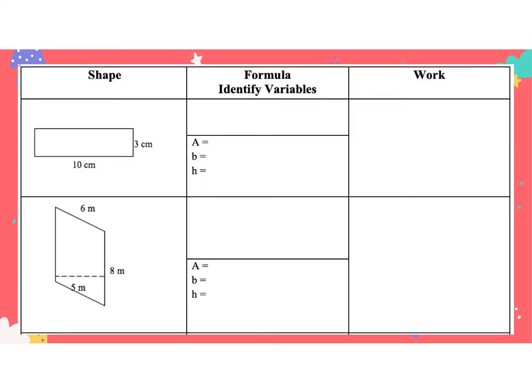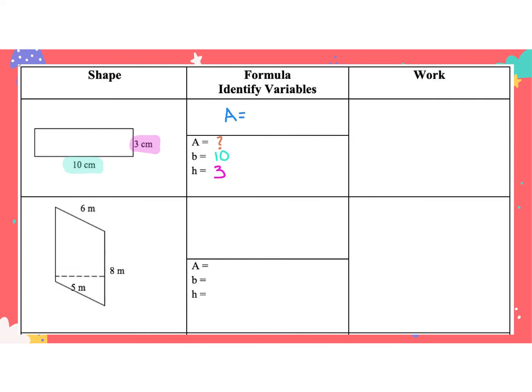In our first guided practice problem, I see that we have a rectangle. Our base is 10 centimeters. And our height on the outside of the shape is 3 centimeters. Our missing value is the value for area. We're not sure what this is, so we will need to plug in our known values into our formula.